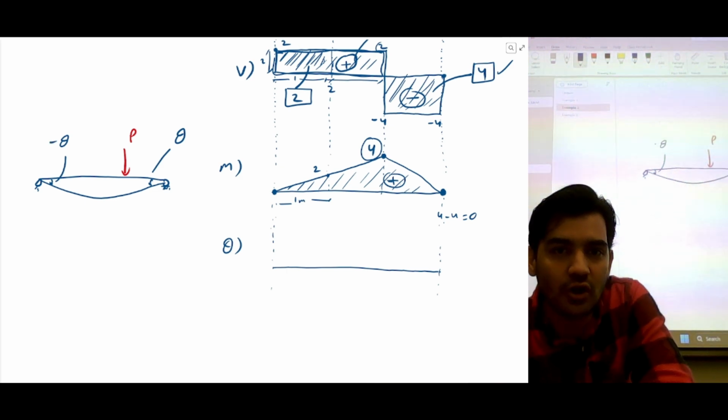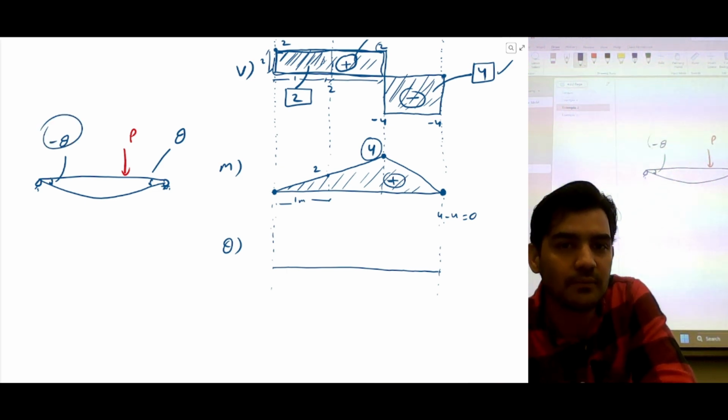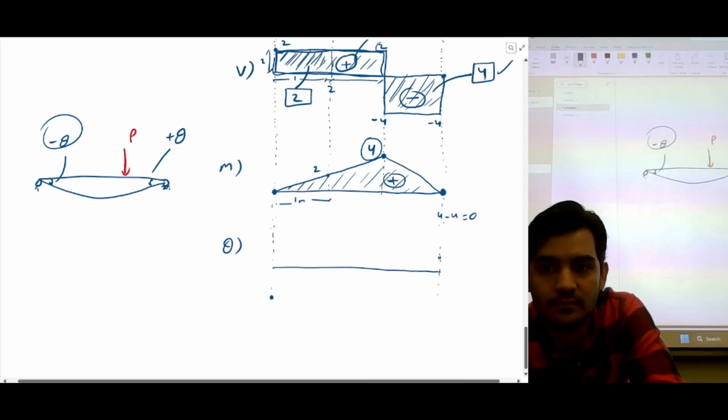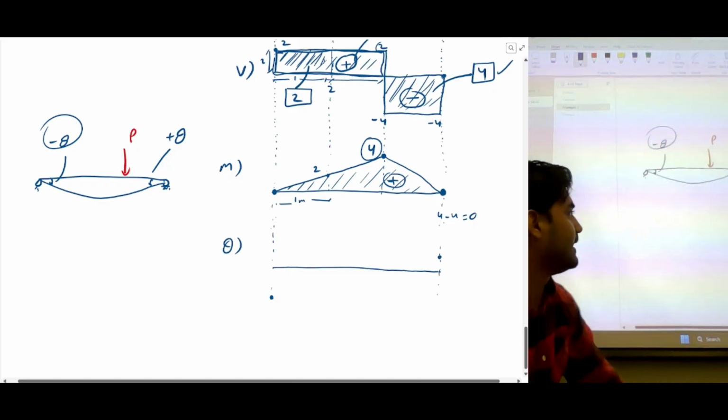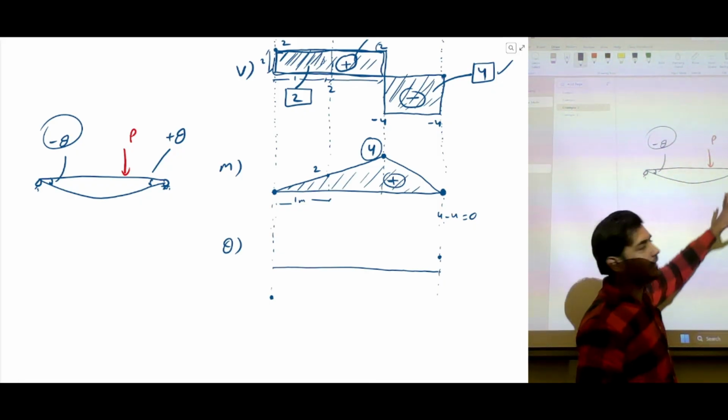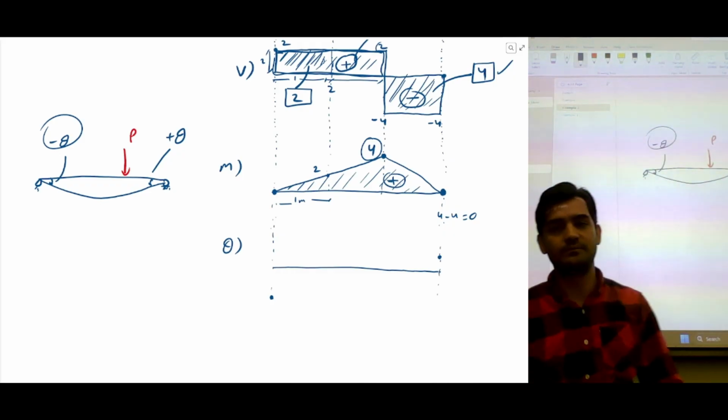So this is a clockwise bending angle, so I'm going to put it as negative. This is anti-clockwise, so it's positive. So we have some negative bending angle at the start and some positive bending angle at the end, right? Because it's a simply supported beam, the bending angle is not 0.